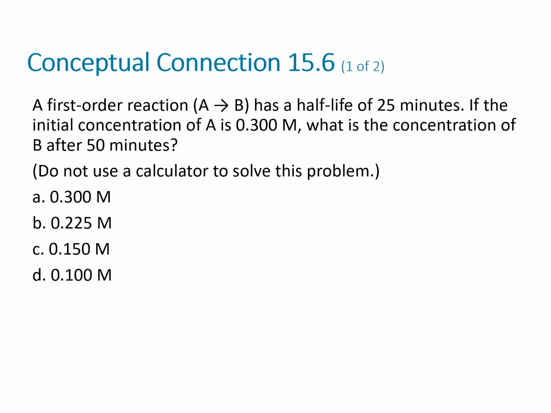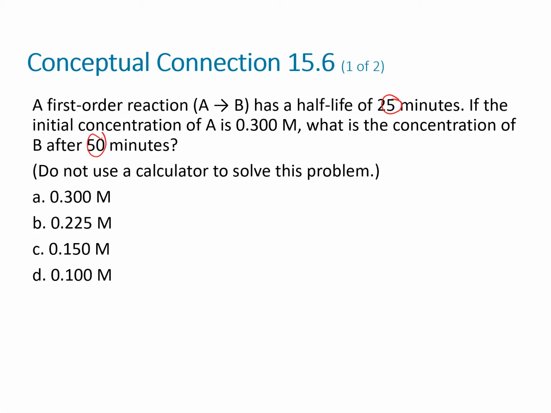A first order reaction, reactant A goes to product B, has a half-life of 25 minutes. If the initial concentration of A is 0.300 moles per liter, what is the concentration of B after 50 minutes? And you're not supposed to use a calculator for this problem because we want to keep it relatively intuitive. So, after 50 minutes of reaction time, if the half-life is 25 minutes, that means we'll have gone through exactly 2 half-lives, right?